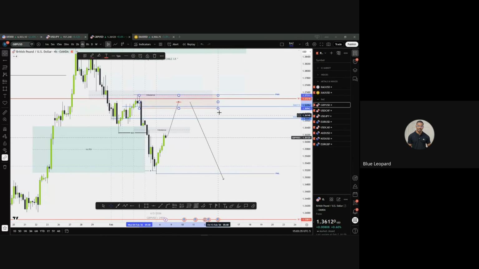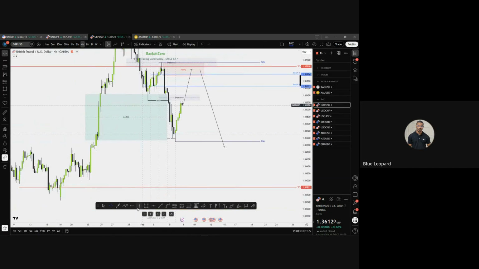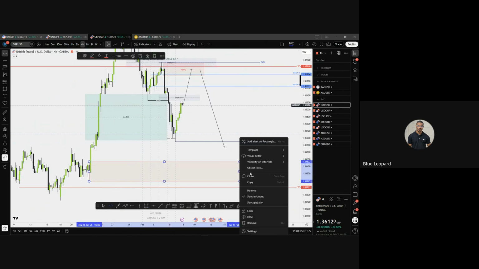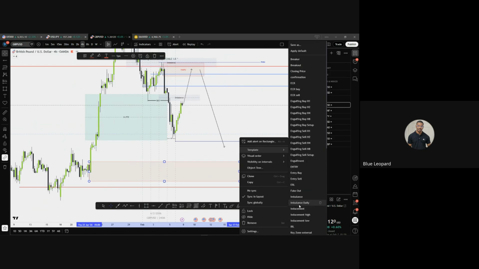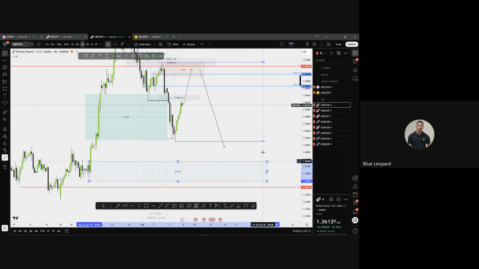It's a supply zone, sorry. We have a supply zone here, and below here we have a demand zone. This is the demand zone. It's on H4. So you have to observe price and wait.